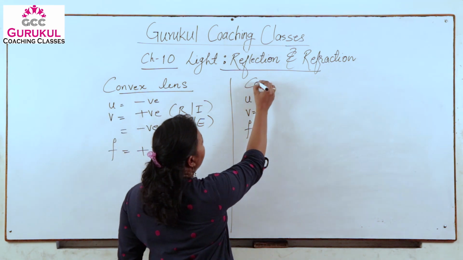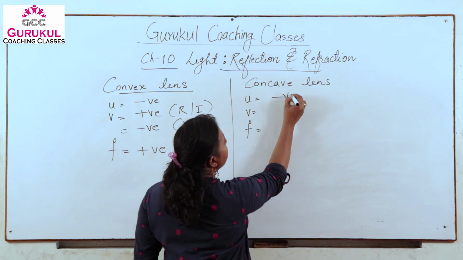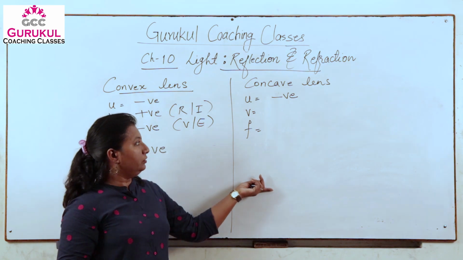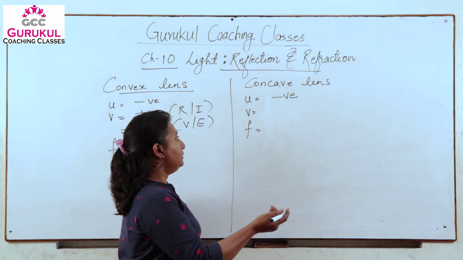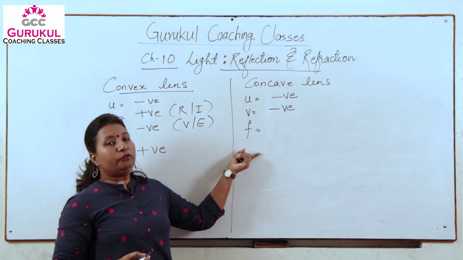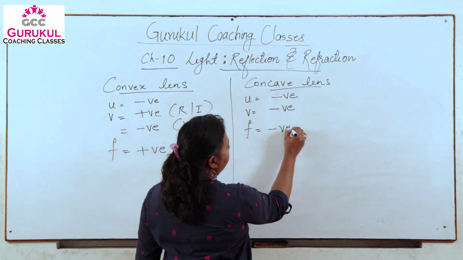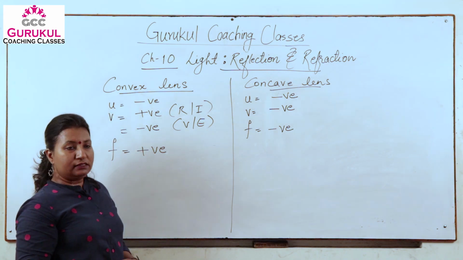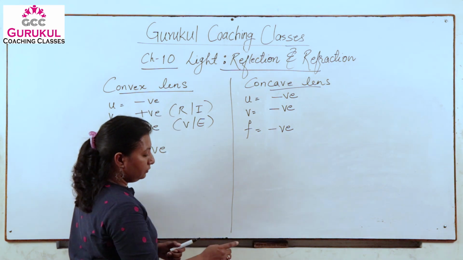Now in case of a concave lens, U is negative. It always gives us a virtual and erect image, meaning always in front of the concave lens, so V is always negative. The focal length of a concave lens is also negative, right? When we talk about the magnification of a lens, the magnification of a lens is always positive.